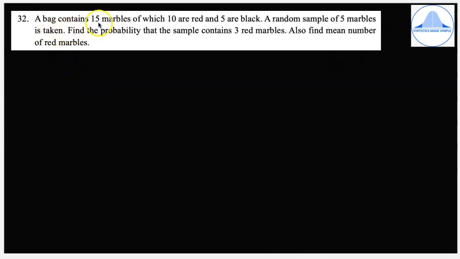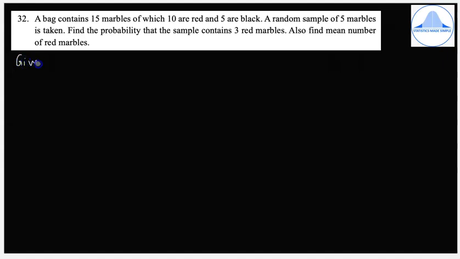32nd question. A bag contains 15 marbles, of which 10 are red and 5 are black. A random sample of 5 marbles is taken. Find the probability that the sample contains 3 red marbles. Also find the mean of red marbles. So this problem, as you all know by regular practice, is based on the hypergeometric distribution. So the parameters are n, A and B. Okay, so let us identify the parameters.